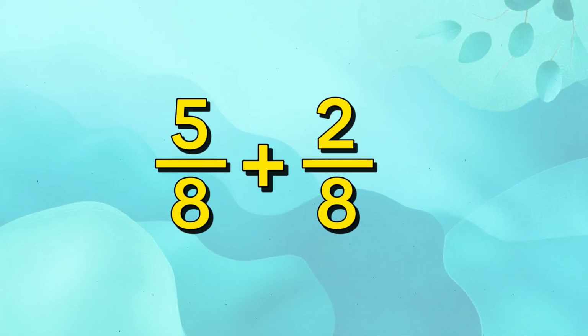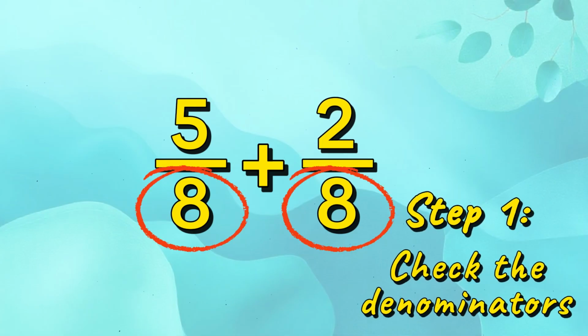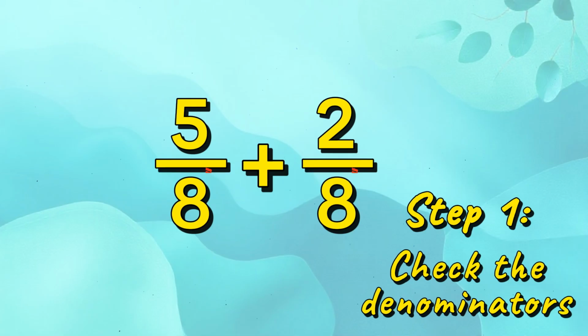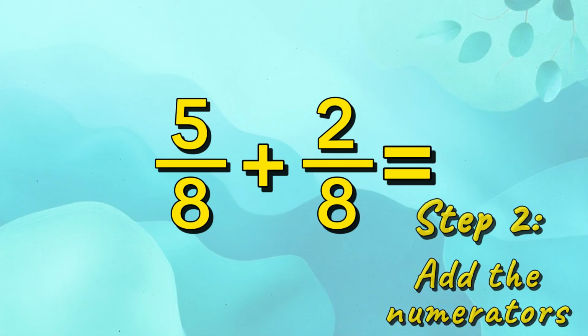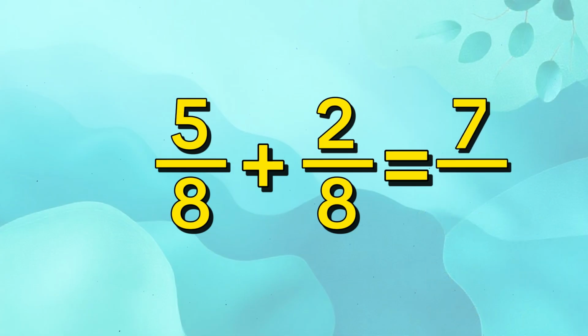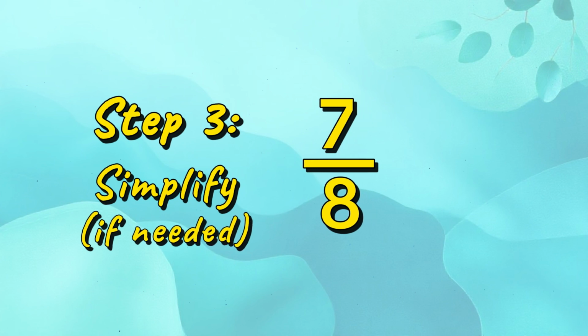5/8 plus 2/8. Step 1, check the denominators. The denominators are the same. So we can move on to step 2 and add the numerators. 5 plus 2 equals 7. The denominator stays the same. So 5/8 plus 2/8 equals 7/8. Step 3 is to simplify if needed. This fraction can't be simplified. So this is our final answer. Let's try another one.